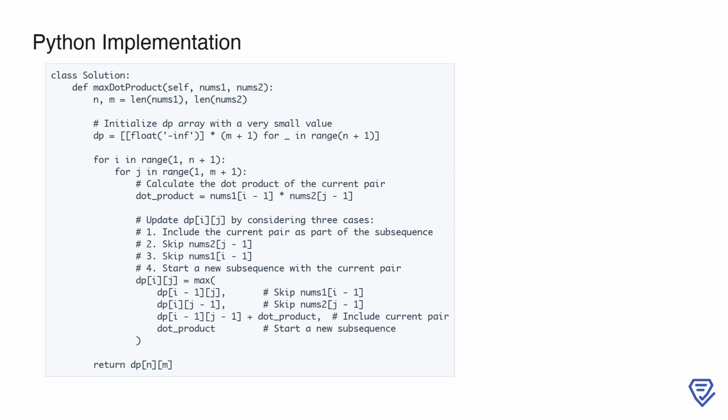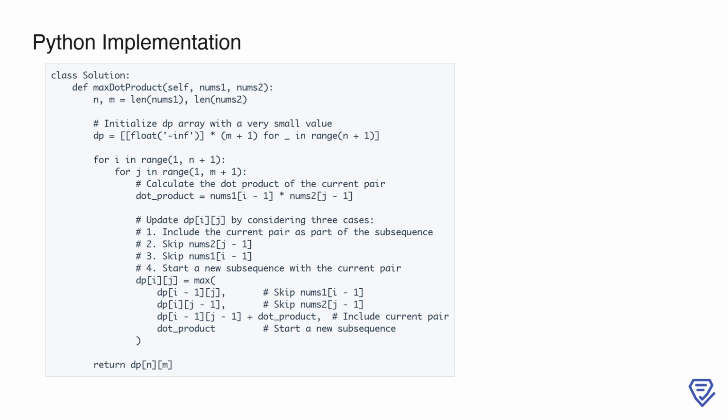DP[i][j] represents the maximum dot product of subsequences formed from the first i elements of nums1 and the first j elements of nums2. The table is initialized with negative infinity, float('-inf'), to handle cases where no subsequence is valid.